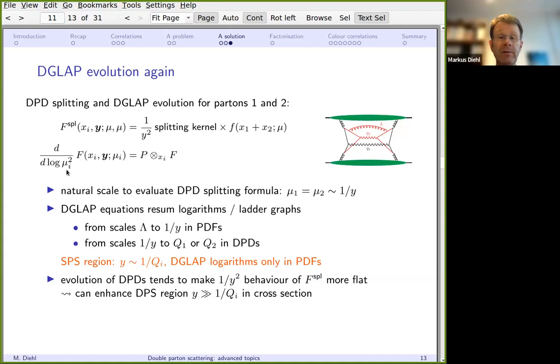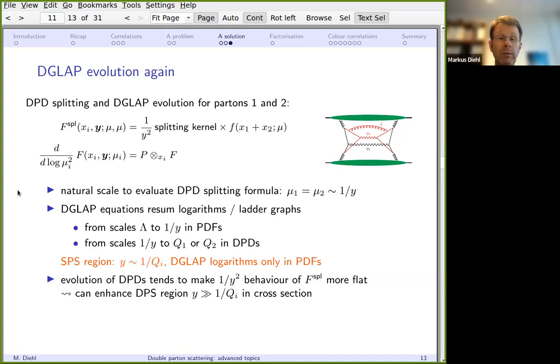Now, the natural scale at which to evaluate this formula here, as usual, if you do fixed order perturbation theory, is you should take the natural scale of the problem in order to avoid large logarithms from higher orders, because then your perturbative expansion isn't good, and truncating it gives you no good results. So the natural scale here is 1 over y. And what you can then think of what the DGLAP equations do.